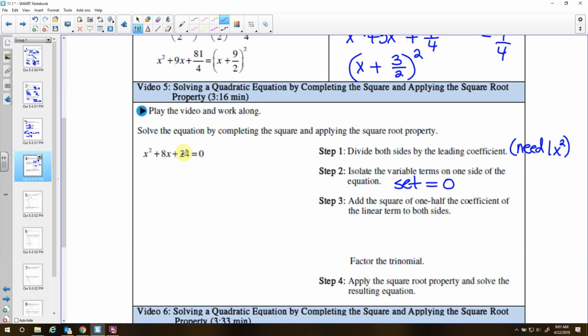So let me show you. First of all, I'm going to, this is set equal to 0. We're going to move the constant.